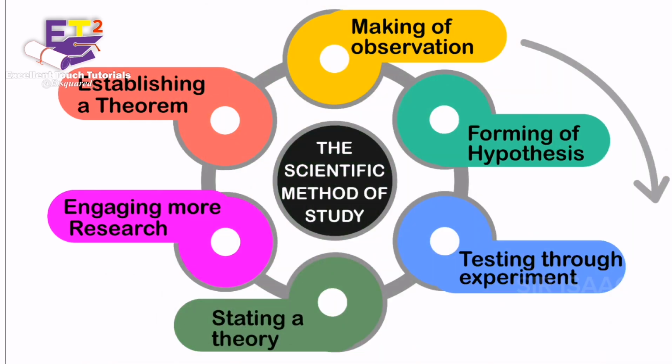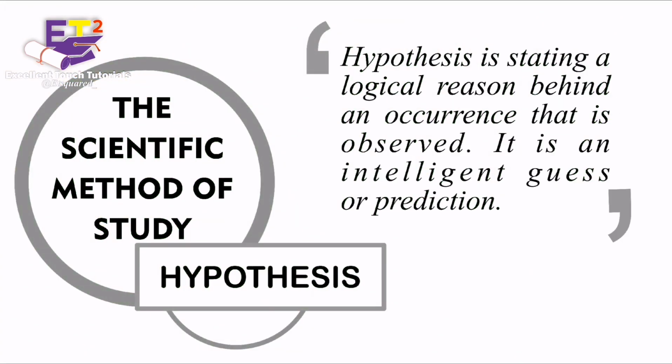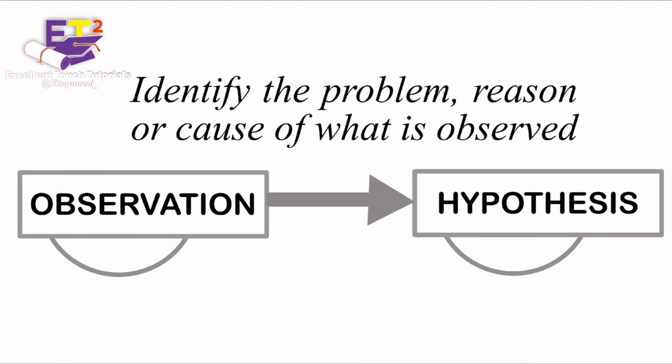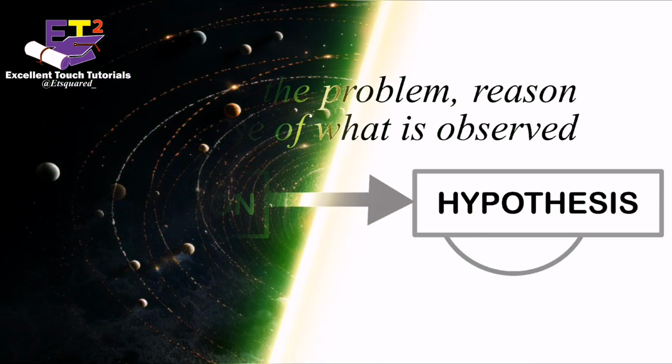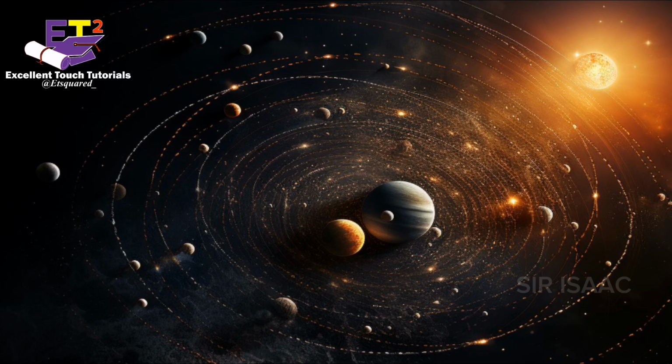Number 2 is forming of hypothesis. Hypothesis is a supposition advanced to explain some effect, a change, or condition that has been observed. In a simpler manner, hypothesis is stating a logical reason behind an occurrence that is observed. It is an intelligent guess or prediction that is still subject to testing. Example is the nebula hypothesis, which explains the origin of the sun, the earth, the planets, and other solar systems.